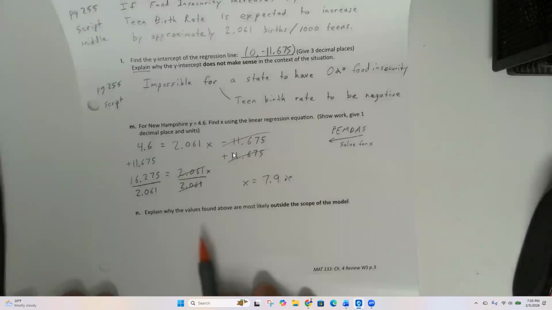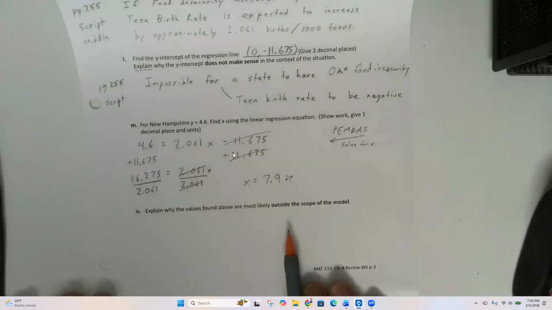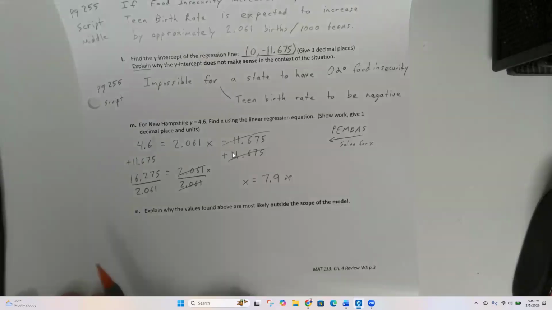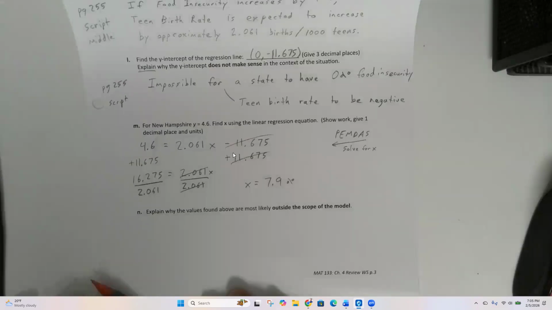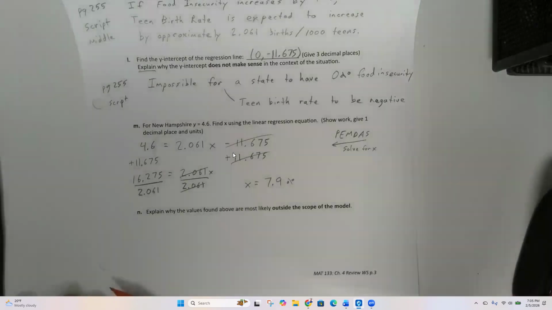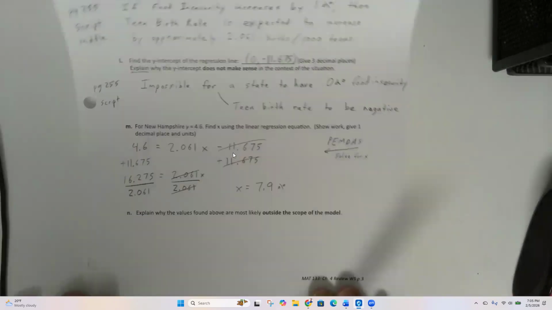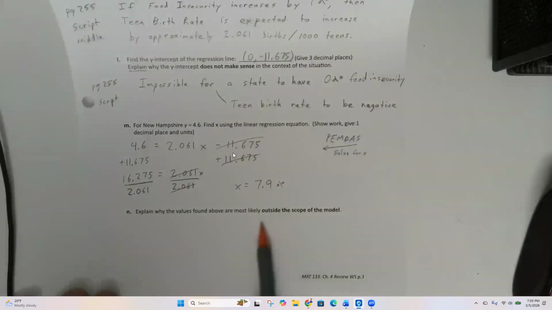Explain why the values above are most likely outside the scope of the model. So earlier I was using the word range, but technically I shouldn't have been. Range is a different term, right? Range is our maximum minus our minimum, okay? But you can kind of understand what I mean by that. The actual term is outside the scope of the model. So what does this mean?